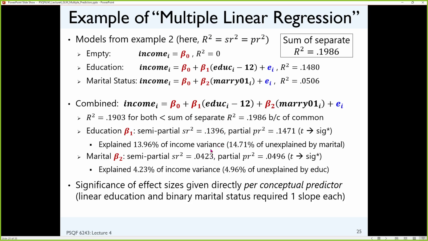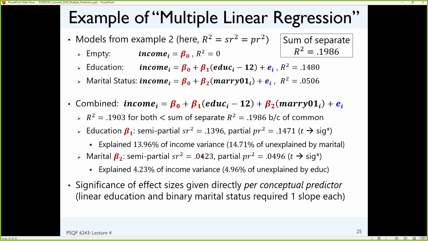Now I can talk about these. Yes, it looks like education is a bigger deal as a predictor, is more useful as a predictor because it captures more of the variability than marital status. I don't have a significance test for the difference. That would require a little bit more. You can do that, but it would have to be in a standardized metric like this. But I can talk about these numbers as comparing the same thing.